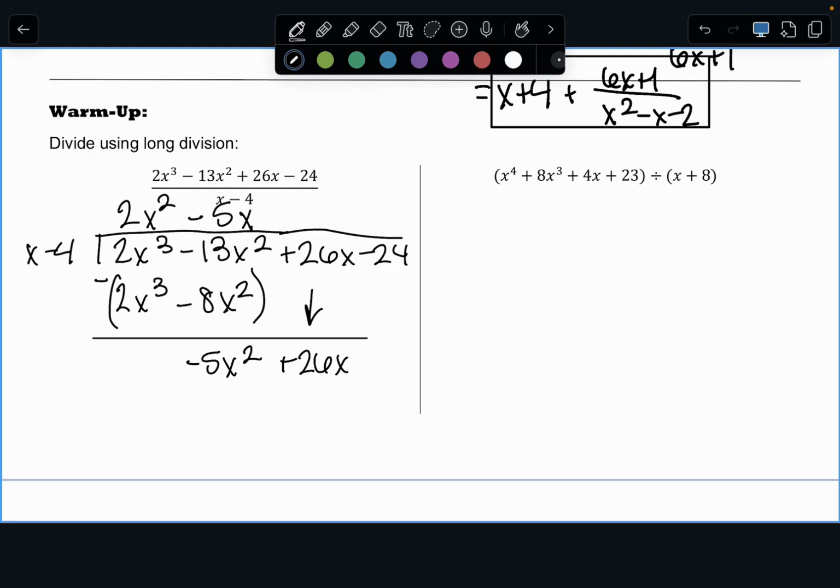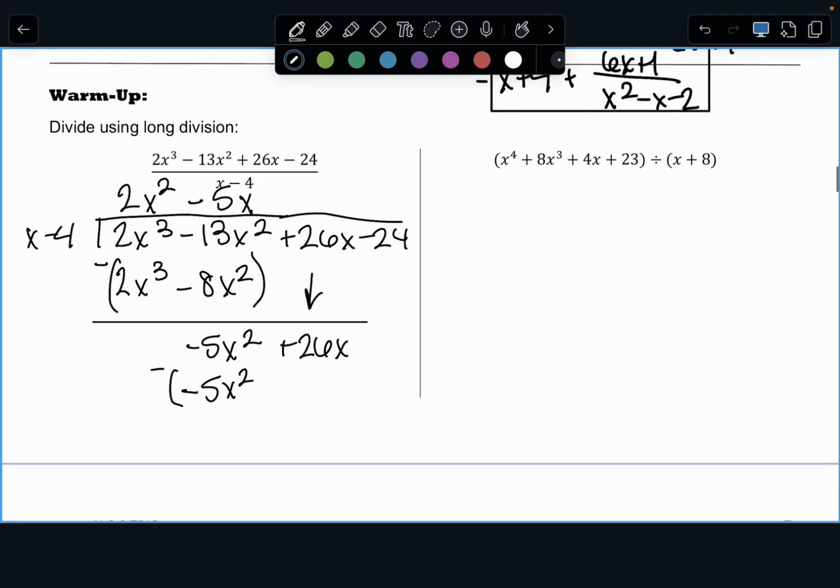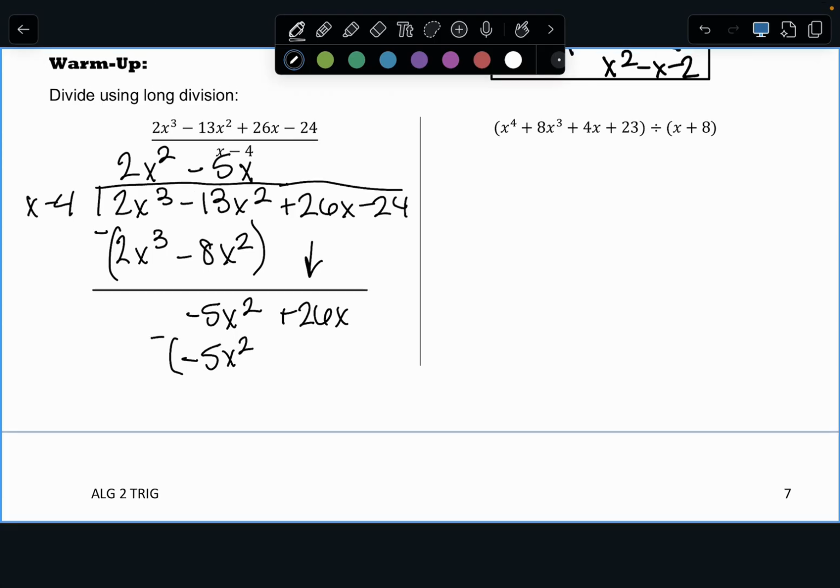Then we take the negative 5x, we multiply it by the x minus 4. So negative 5x times x is negative 5x squared. We check to make sure it matches. Negative 5x times negative 4 is positive 20x. We subtract. 26 minus 20 is 6. Drag down your 24.